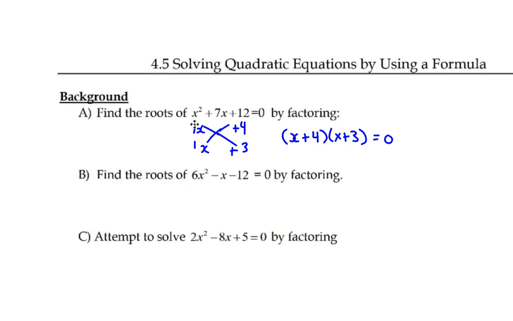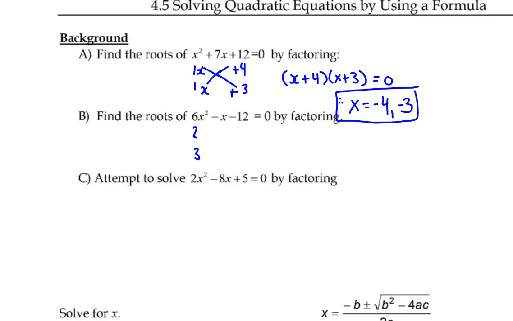Meaning our solutions would be -4 and -3. So if it's factorable, we're going to factor. Let's try the next one. Is this one factorable? 2, 3.